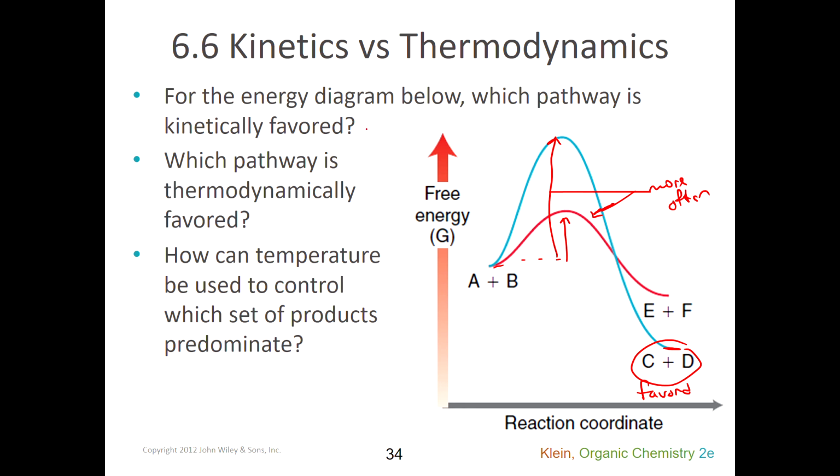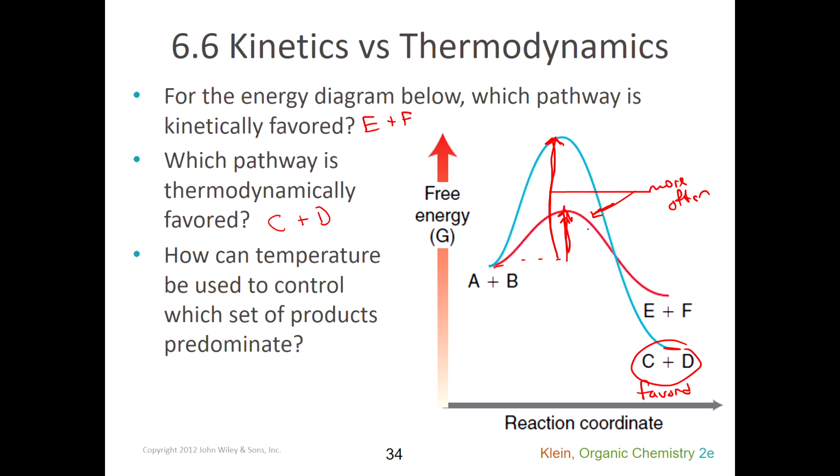Which pathway is kinetically favored? The pathway that gives E and F. They're always going to form more often because there are just going to be more collisions that occur with this amount of energy than occur with that amount of energy. But which pathway is favored thermodynamically? The pathway that produces C and D.